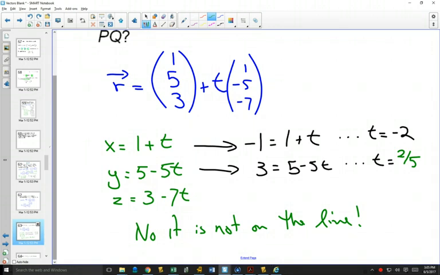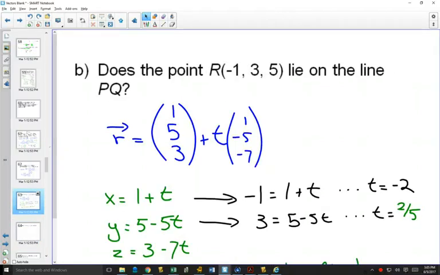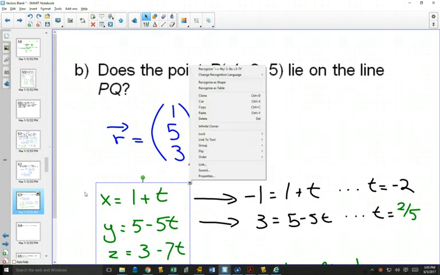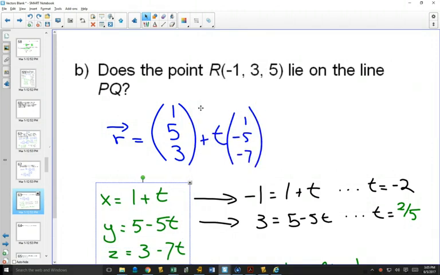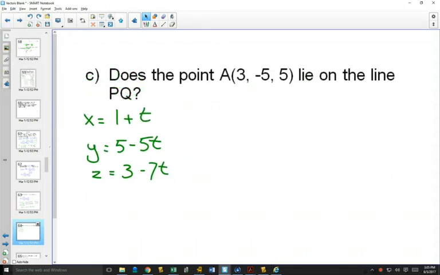So let's try another point. Is this point going to be on the line? So again, I'm going to steal my parametric equations from before. There are my parametric equations from before.